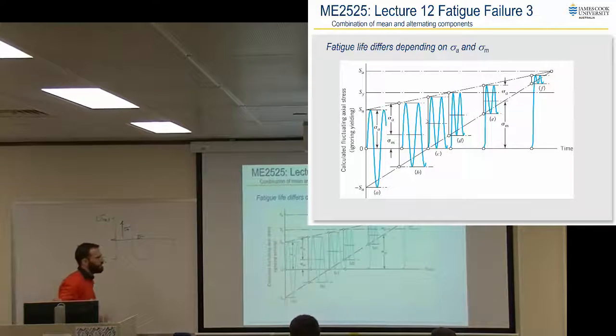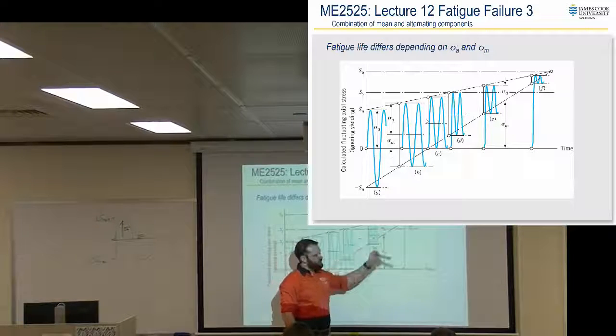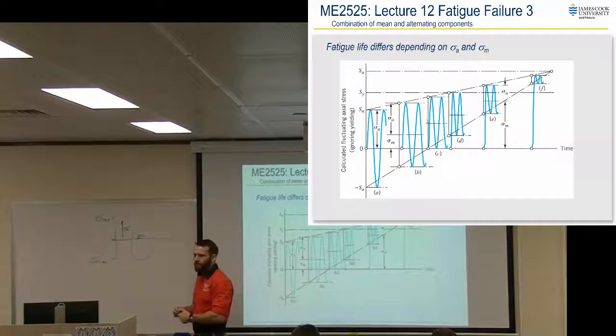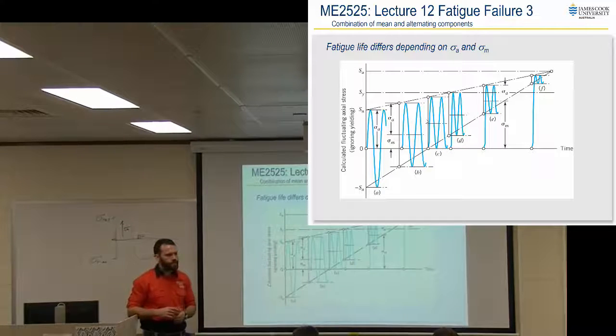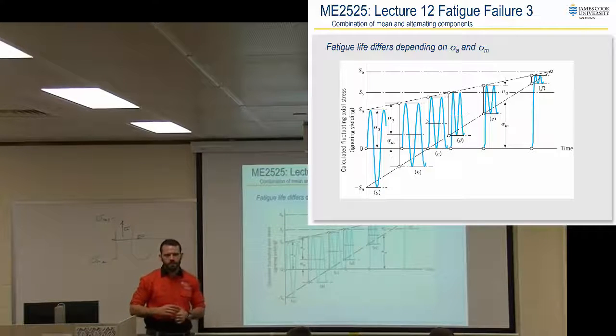Now, this is just a few examples, this is from the textbook, of different fluctuating stresses and the point at which they would fail. And let's think about the far right-hand point for a second. If you take a load and you drive it right up to the ultimate tensile strength, how many cycles are you going to get out of it? Probably one, maybe none if you break it straight away. You might get one cycle and that's it.